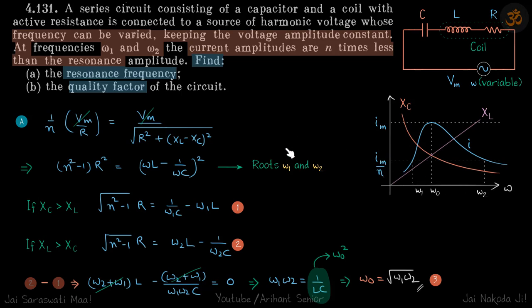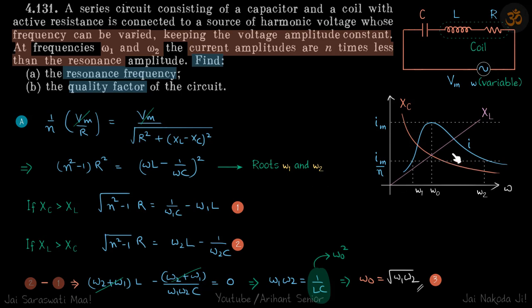So let's start with what is given to us. At resonance the maximum current Im is Vm by R. So the current at omega 1 and omega 2, n times less than that, let's write as Vm by Z. Z is the root of R square plus (XL minus XC) whole square. So we cancel Vm and we get (n square minus 1) R square is equal to (omega L minus 1 by omega C) whole square. At omega 1 and omega 2, this condition is satisfied. So of course the roots of this equation are omega 1 and omega 2.